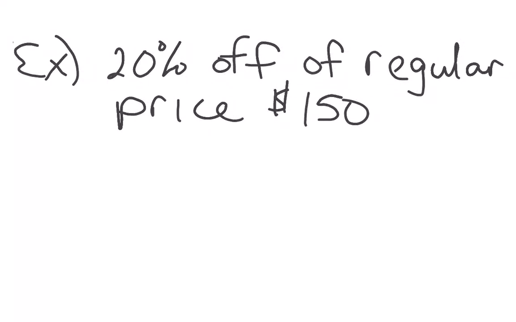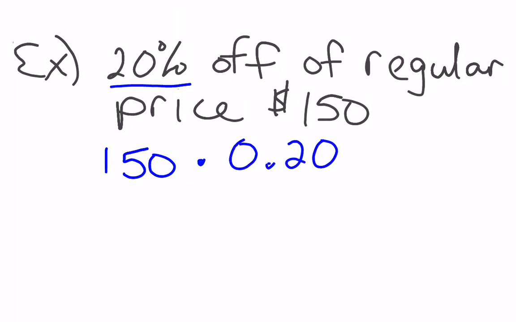In order to find a percentage of an amount, we have to multiply. But when we look at percentages, we don't actually use percents, we change it to a decimal. So 20% becomes 0.20 because we divide it by 100. Percent means per 100. We can do this by hand or use a calculator, and we find that this is equal to 30. So that's how much is getting taken off. When they say it's 20% off, that means they're going to take $30 off the original price.